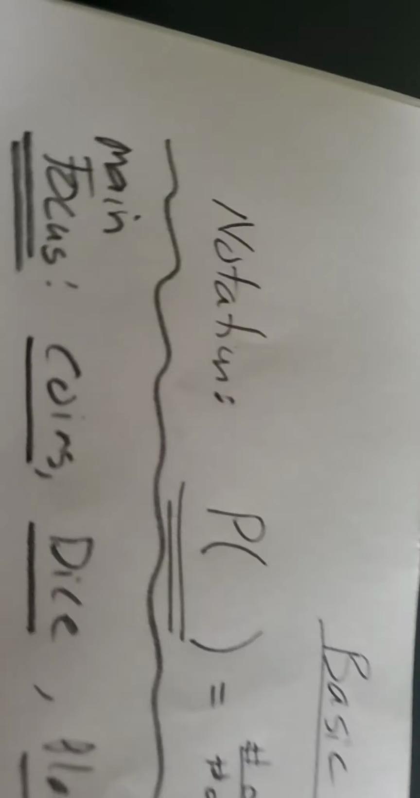Okay? The notation for probability is a capital P with a parenthesis, and whatever you want, you put inside the parenthesis. You'll see what I mean when we get to some examples. The definition is number of wanted outcomes divided by number of possible outcomes. Or how many things do you want to have occur, divided by the total possible options that could occur.